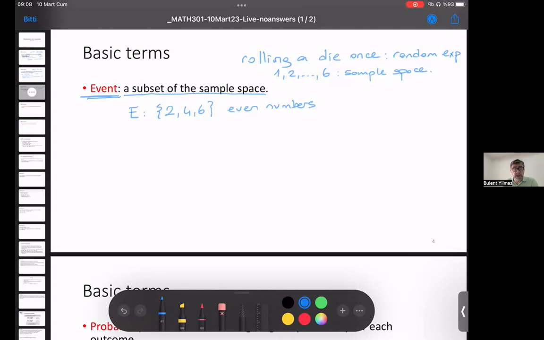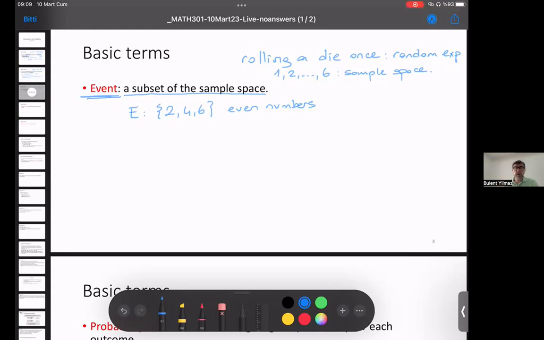For example, Ahmed Serdar said getting a number which is bigger than 3. Ahmed Serdar, what is the event? What does it include? Getting numbers which are bigger than 3: 4, 5, and 6, right? Yes, exactly. Getting only 3 from the die is also an event. So we understand this event concept, right?